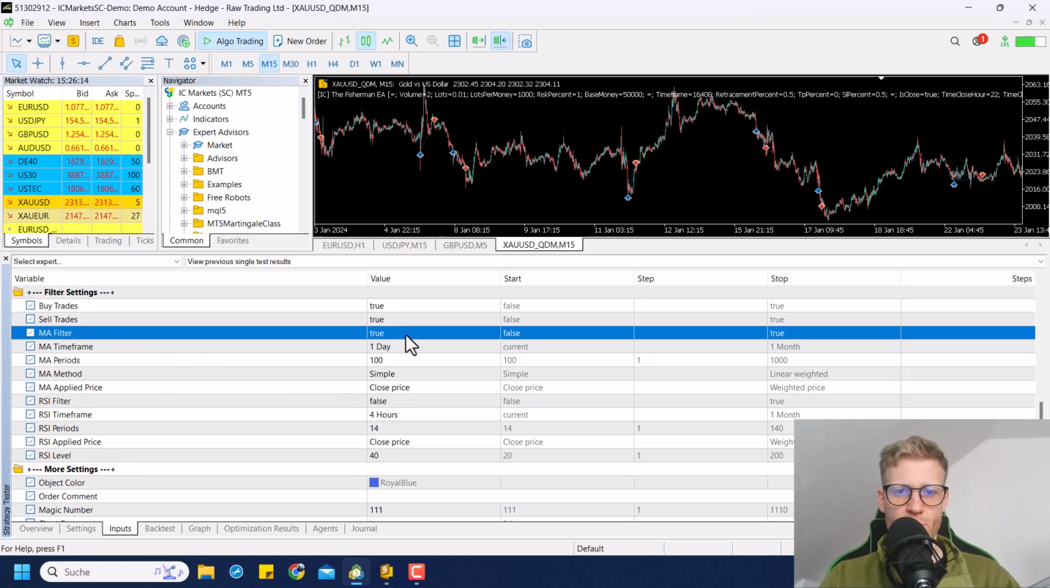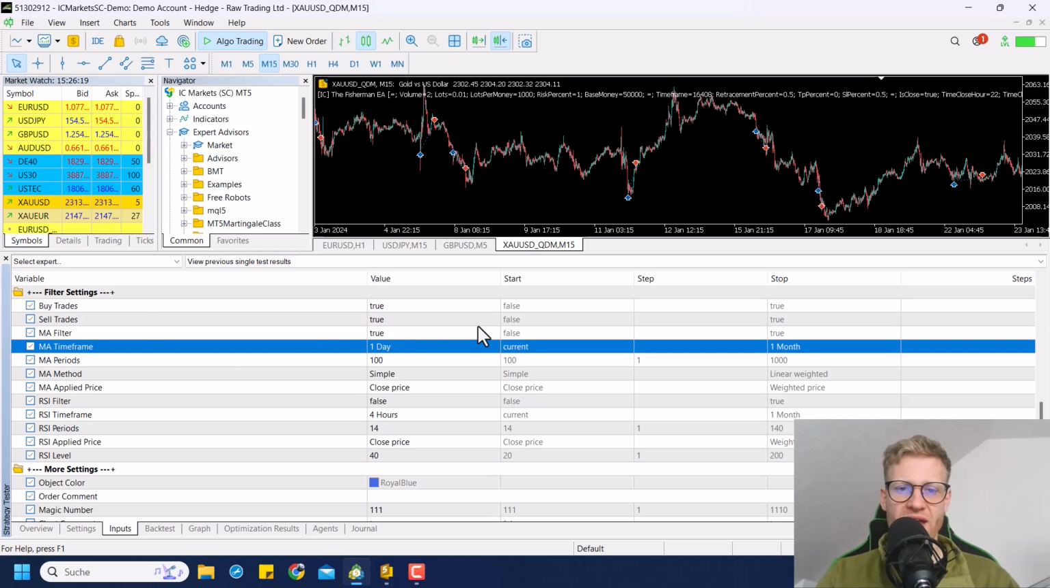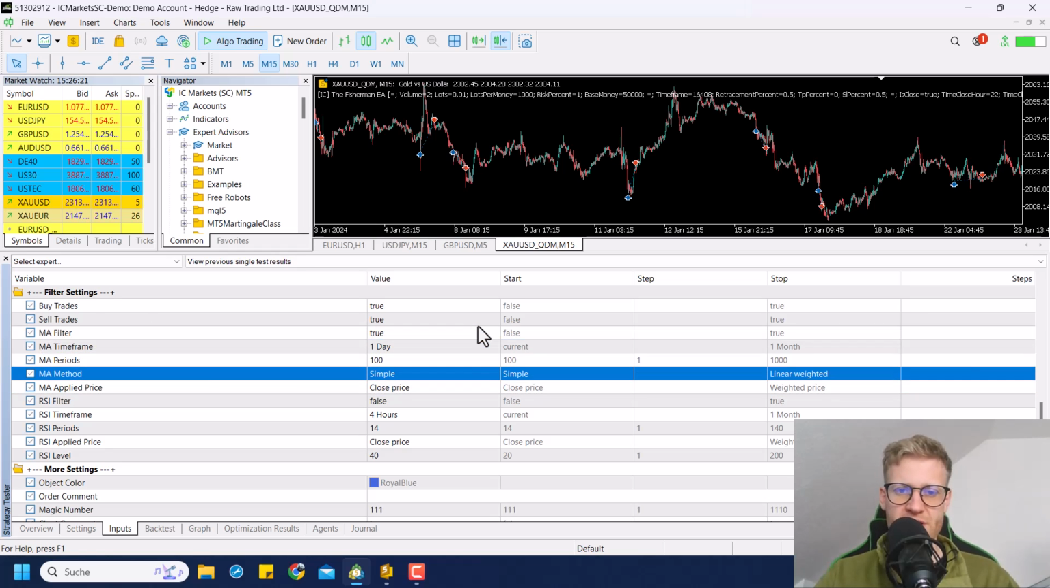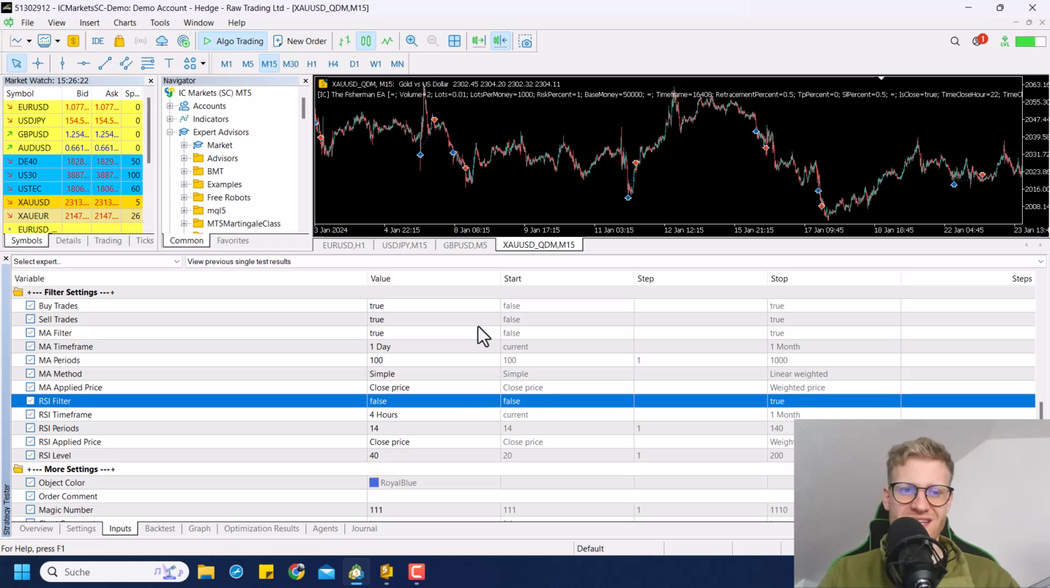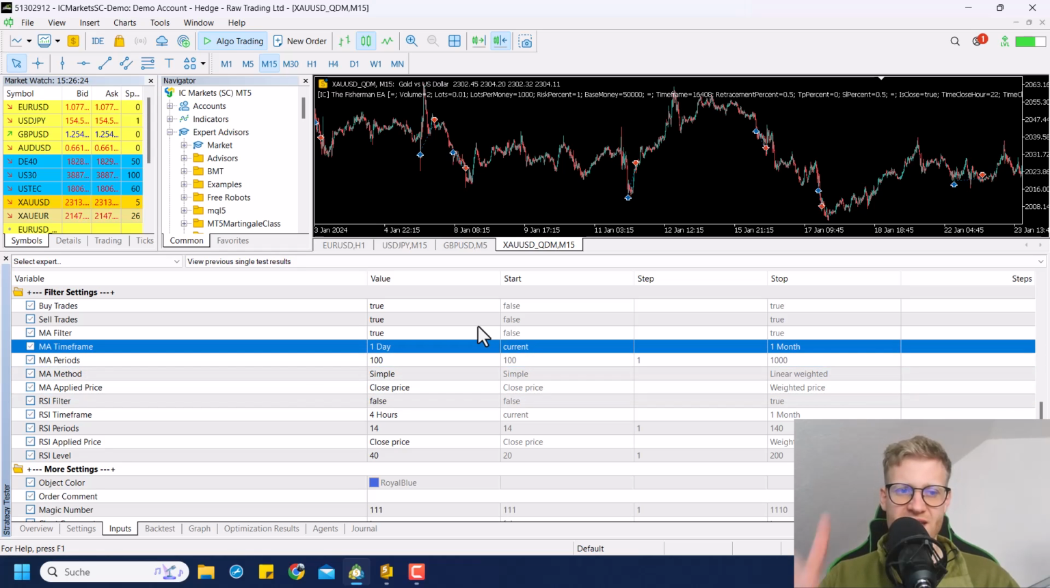And then also we have the moving average filter. This is what I already showed before. So you can define a moving average here. Pretty simple. You just have the inputs or the settings for the moving average, which is the time frame, the period, the method, and the applied price. These are just the normal settings that you also have for the moving average indicator.